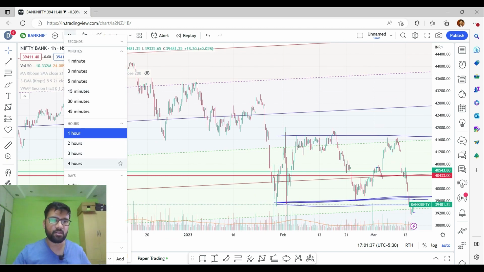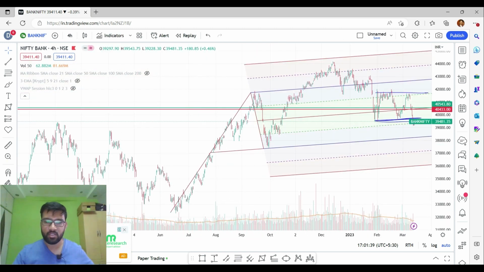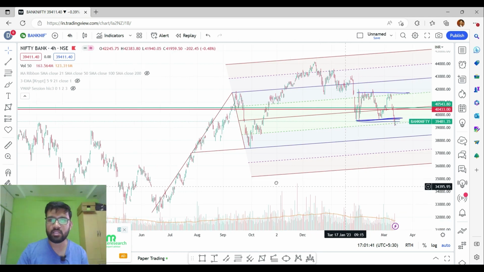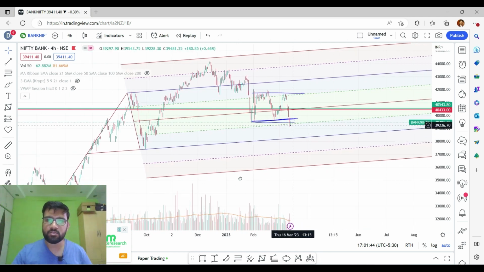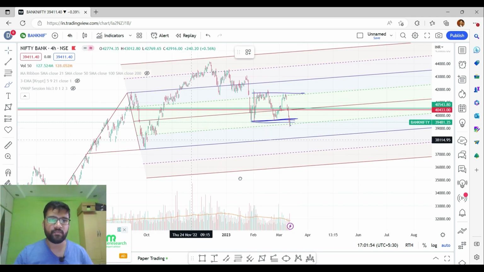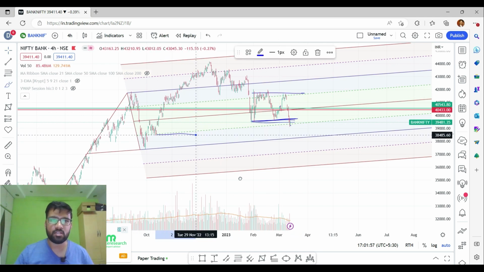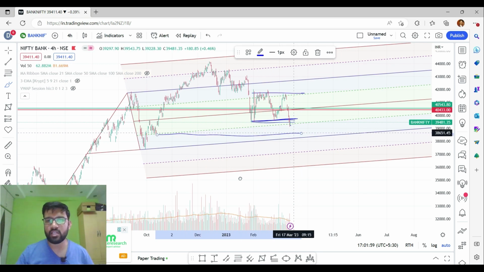So if we see, one second, I will change this to a higher time frame so that you can easily understand. The market has to close below this support point, then the next target point will be the 38,627 level or 38,700 levels on the downside. So this will be our next downside target. If the market closes below this level, then we can expect a further downside up to 38,236 levels.